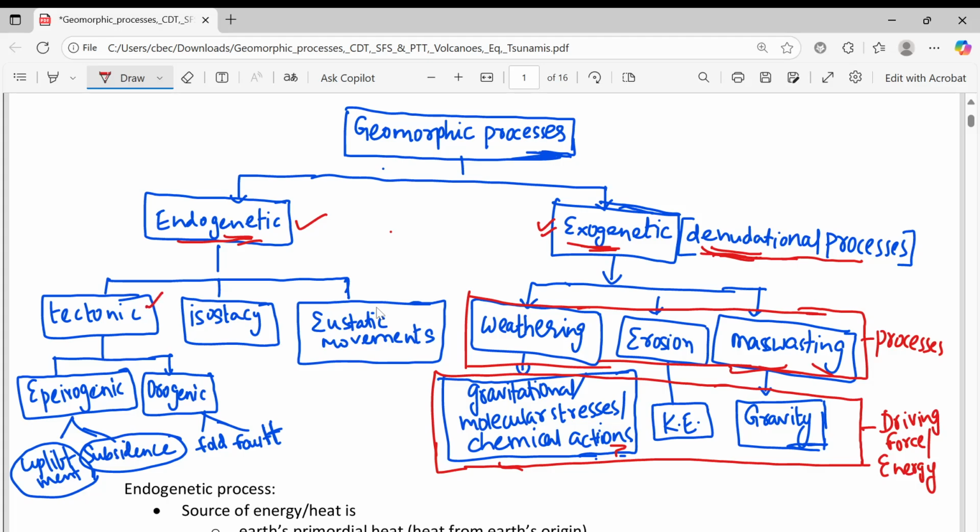Tectonic. Tectonic means building, like building a landform. Building a mountain, if you want to form it, that is tectonic. Then isostasy and eustatic movements. These are endogenetic forces. Tectonic is again divided into epirogenic and orogenic.